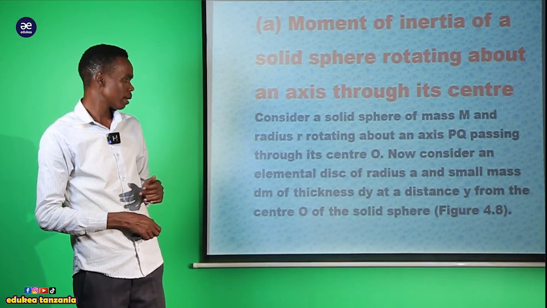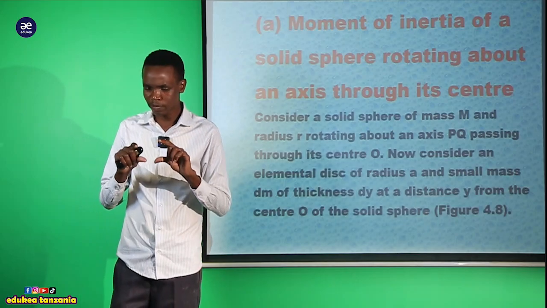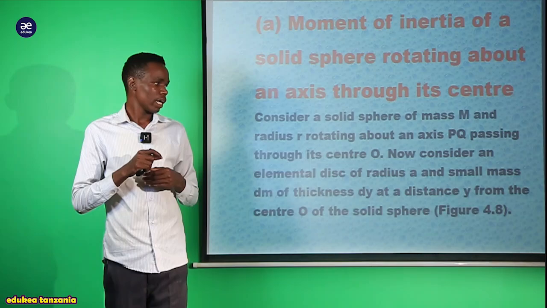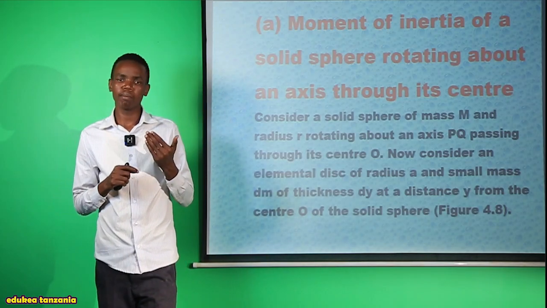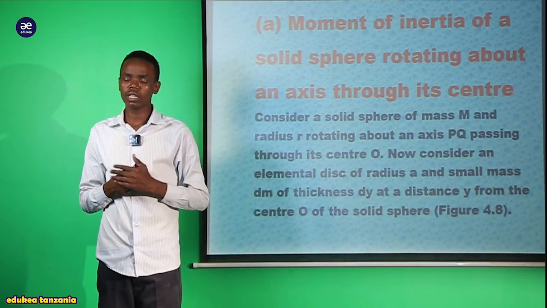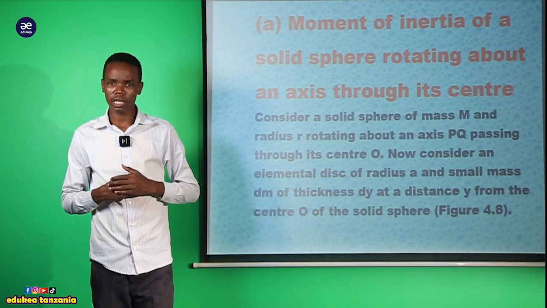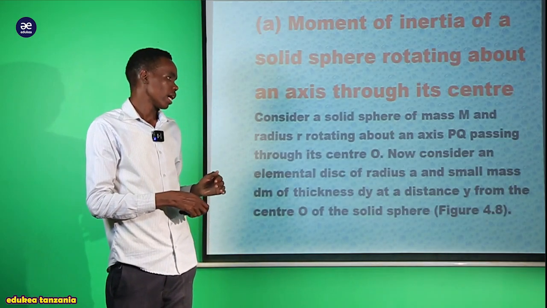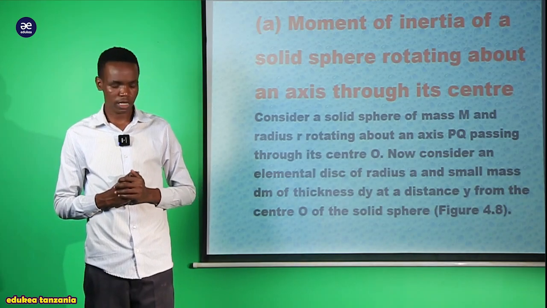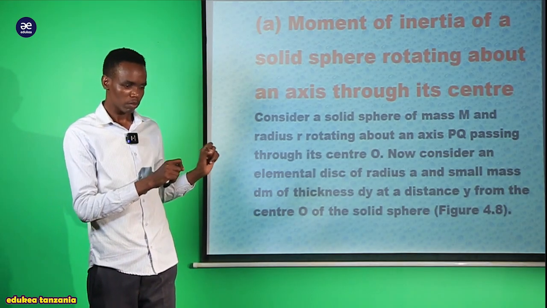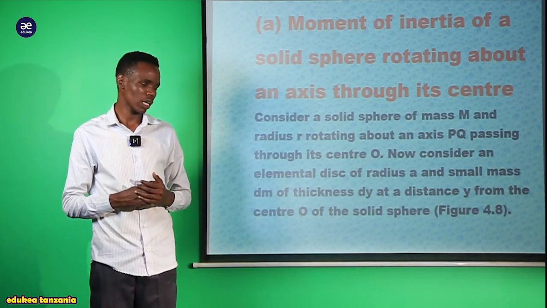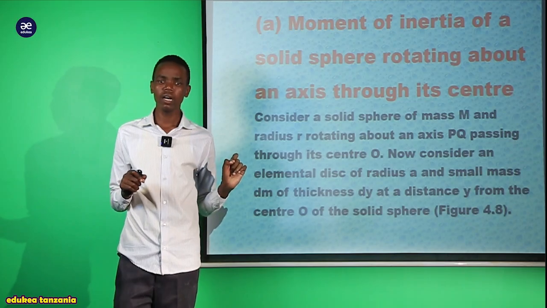So now consider an elemental disk of radius a on our sphere that has the mass m and also the radius r. We have the elemental disk of radius a and a small mass dm of thickness dy at a distance y from the center of the solid sphere. Now, this is our figure.